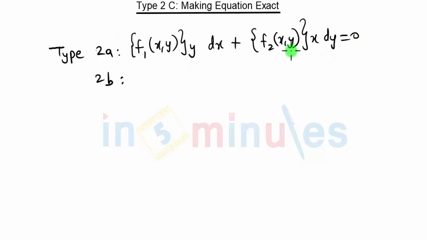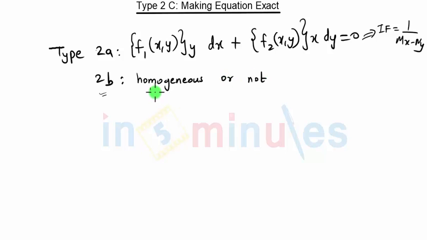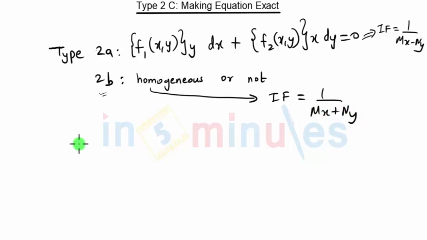If our equation can be represented in this form, then our integrating factor is given by 1 upon Mx minus Ny. In type 2B, we used to check whether our equation is homogeneous or not. If our equation is homogeneous, then the integrating factor is given by 1 upon Mx plus Ny. But in type 2C, we have another two types.